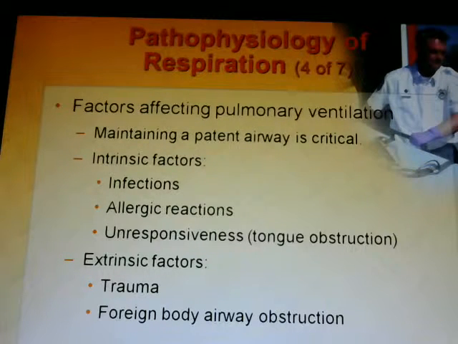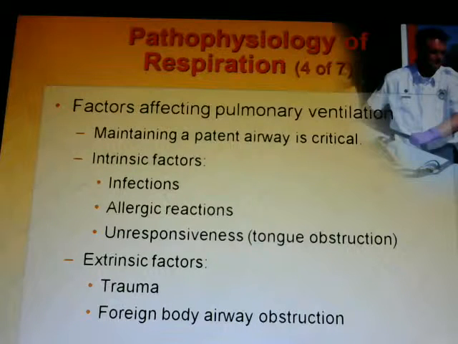Factors affecting pulmonary ventilation include maintaining a patient's airway. Maintaining a patient's airway is crucial. If they don't have an airway, you don't get a breath, and you will die. It's very crucial. There are different factors going on inside your body that might cause problems, such as infection, allergic reactions, or being unresponsive because of a tongue obstruction.